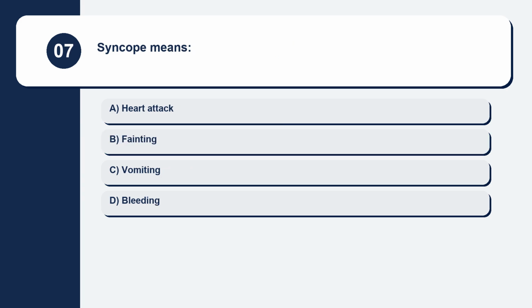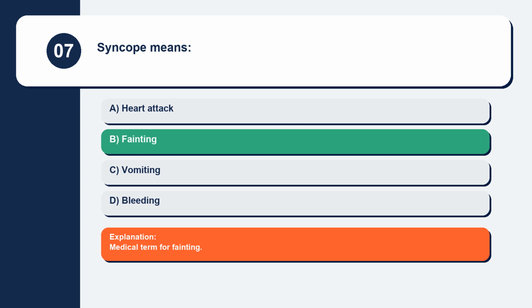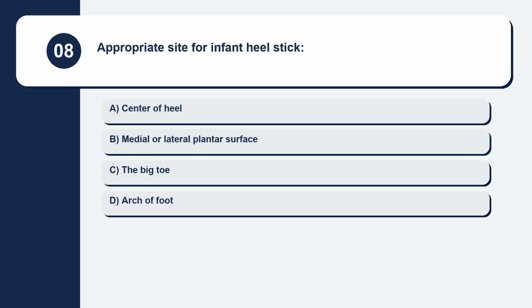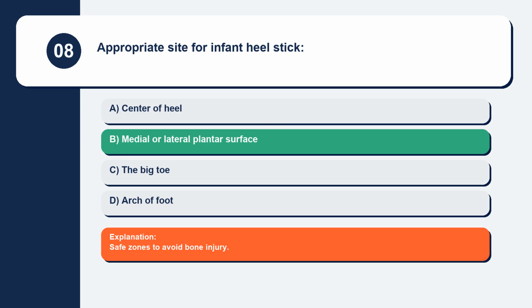Question 7. Syncope means heart attack, fainting, vomiting, or bleeding. Medical term for fainting. Question 8. Appropriate site for infant heel stick: center of the heel, medial or lateral plantar surface, the big toe, or arch of foot. Safe zones to avoid bone injury.